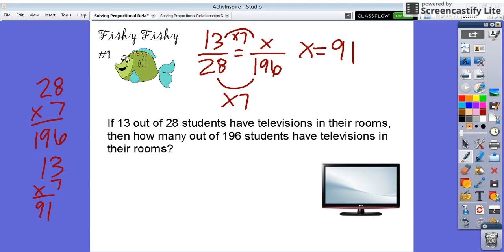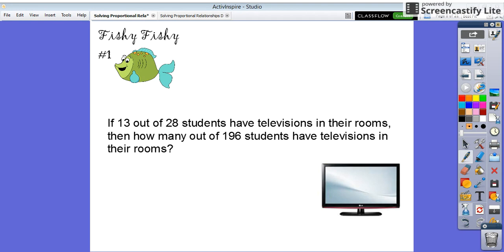That's a simple problem. Because it's a simple problem, I want to show you another way that will help you when you have decimals or when you can't multiply a number across the bottom. Okay? So what we're going to do is 13/28 equals x over 196. I want you to get x by itself. That is what we're trying to find. The whole goal is to get x by itself.